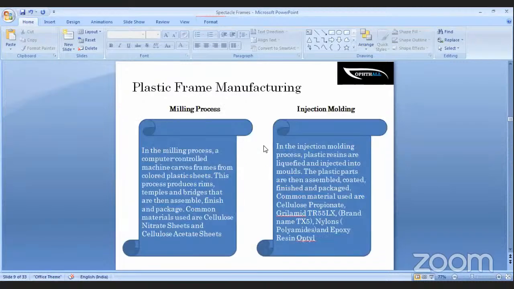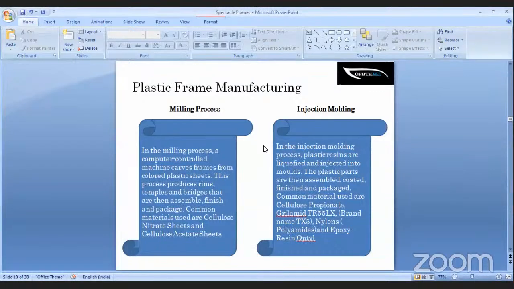For plastic frames manufacturing, broadly two kinds of manufacturing processes are applied: milling process and injection molding process. In the milling process, a computer controlled machine carves the frame from the colored plastic sheets. This process produces rims, temples, and bridges that are then assembled, finished, and packaged. Materials used for milling process are celluloid nitrate sheets and celluloid acetate sheets.